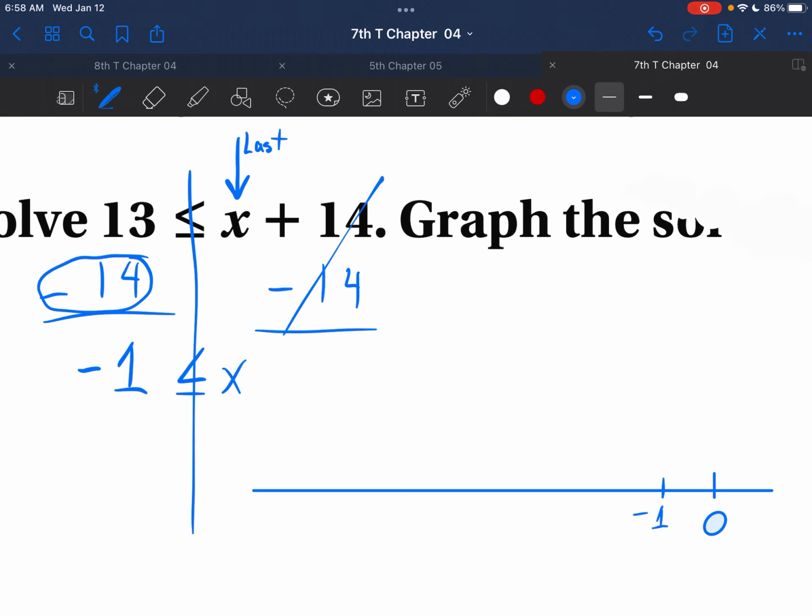There's negative 1. And remember, if we have an equal to sign, the circle needs to be colored in. And now let's ask ourselves the question. Give me a number that would be bigger than negative 1. Well, 0 is bigger than negative 1. 5 is bigger than negative 1. And all of those numbers would be pointing that way.